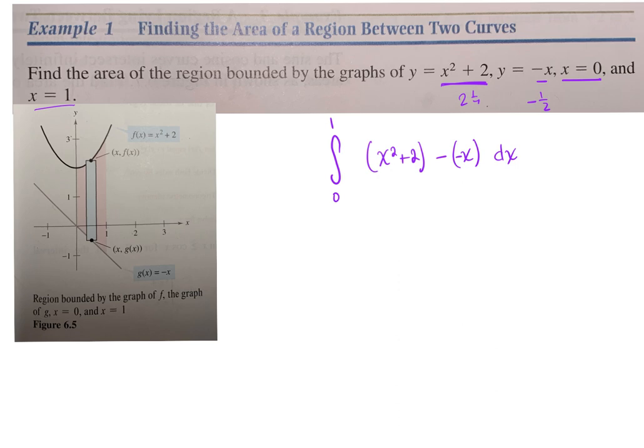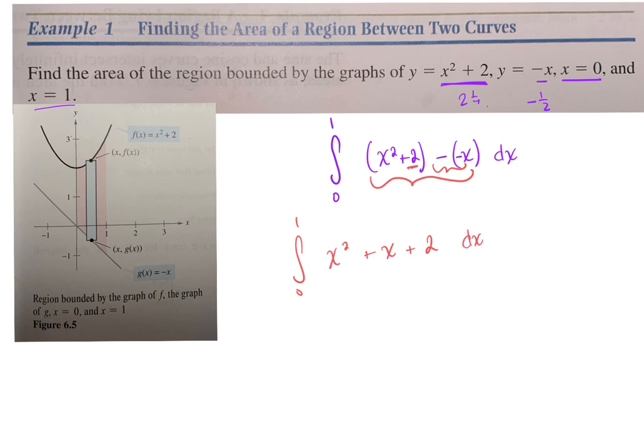After you do that, just simplify this guy and take the antiderivative. So we have from 0 to 1, x squared. I usually put it in standard order, but it actually does not matter. So we have x squared minus a negative x. Well, that's plus x. We have our plus 2. I'm simply just simplifying it, dx.